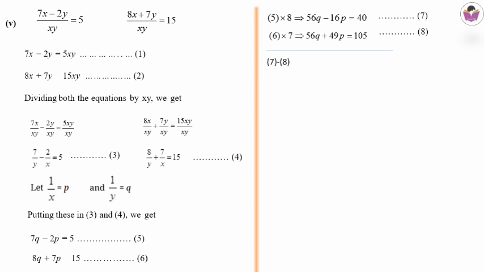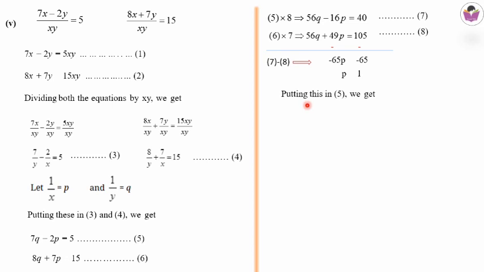Go for calculation, that is 7 minus 8, which means you have to change the signs, that is this plus 49 becomes minus 49, plus 105 becomes minus 105. Go for calculation, that is minus 16 minus 49 is minus 65p. Here 40 minus 105 is minus 65. Then p is equal to minus 65 by minus 65, that is equal to 1.